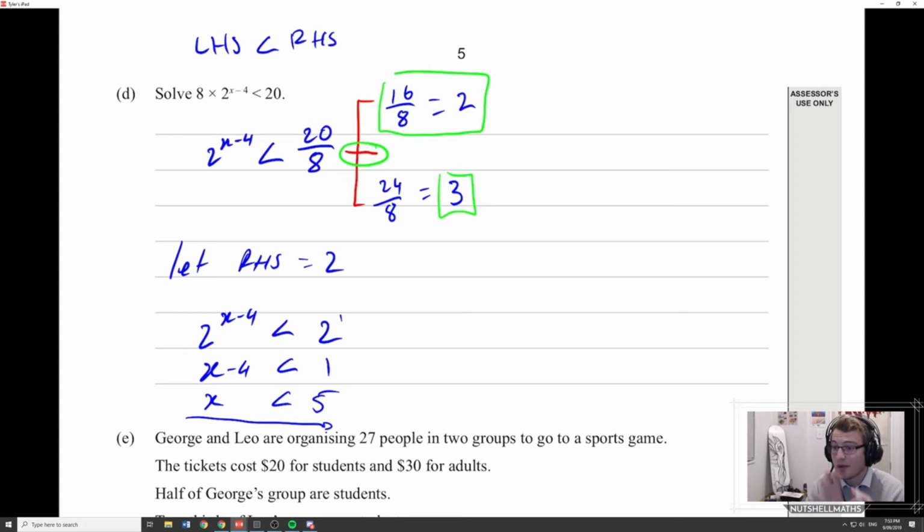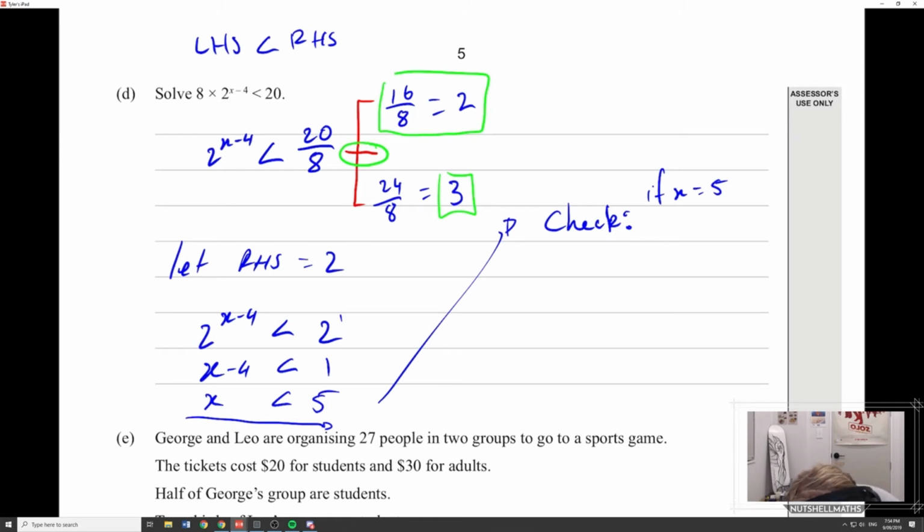So this is one way to process it. There's multiple ways. Okay? So we've got this way, and what I do with this is I do a check, because I wanted it to be less than this one here, right? So let's do a check. If x equals 5, then we've got 2 to the 5 minus 4, which would be 2 to the 1, which is 2. Left hand side needs to be smaller than the right hand side, smaller than 20 by 8. 2 is definitely smaller than 20 by 8.